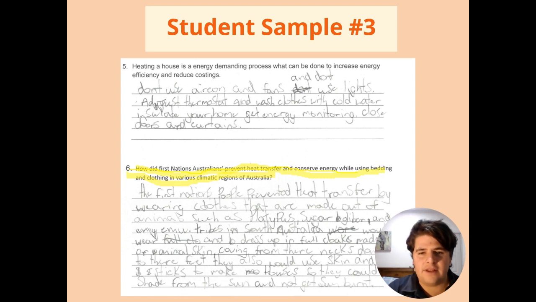And in the final thing though, they would use skins and sticks to make houses so they could shade from the sun. So they've told me about something else that they did where they changed their dwellings using skin and sticks. They could seek shade from the sun. That would be preventing solar radiation from transferring heat to themselves.